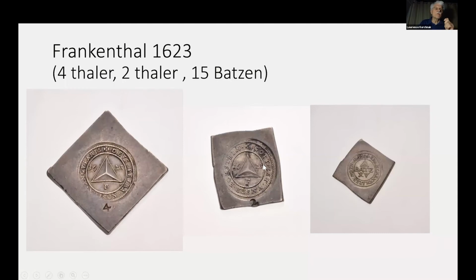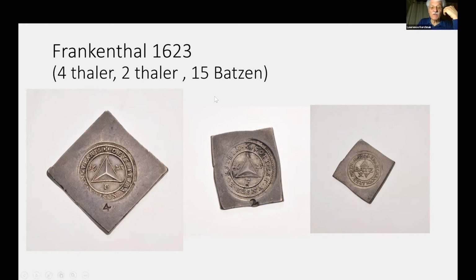In the 30 Years' War, you had Frankenthal in 1623. Three pieces from my collection there: a 4, a 2, and a 15 Batzen piece. This was settled by Dutch Protestant refugees, and it was besieged in 1623. And the blockade was placed, and they struck several denominations of coin, because that's what they had to do to pay. And these attacks on these border towns were made considerably longer.